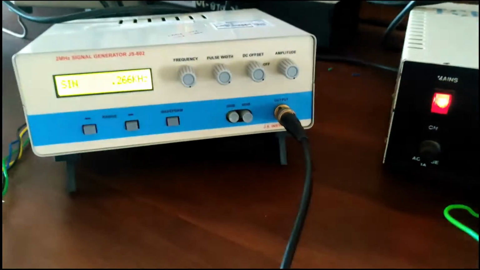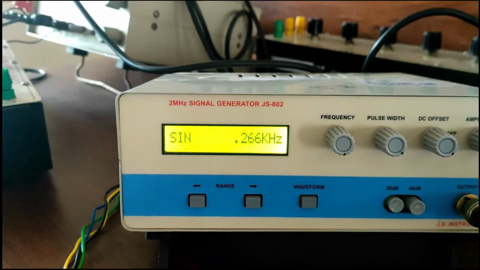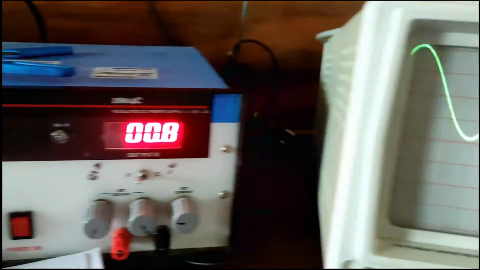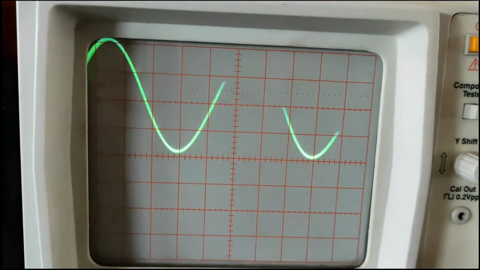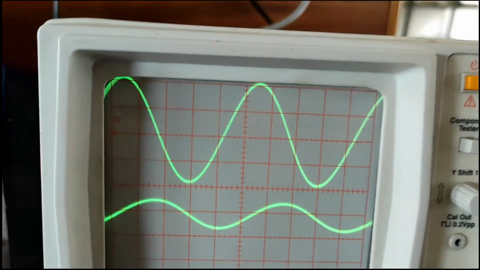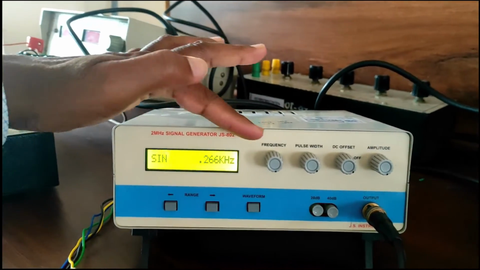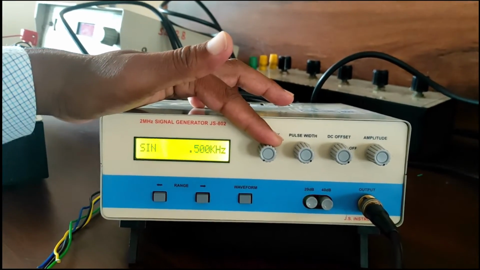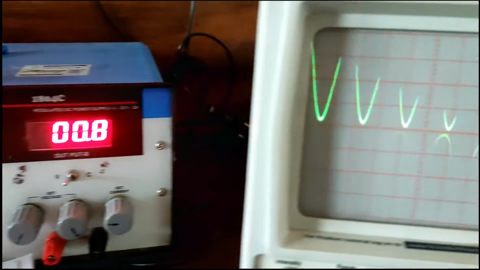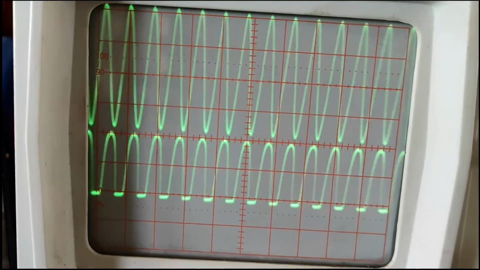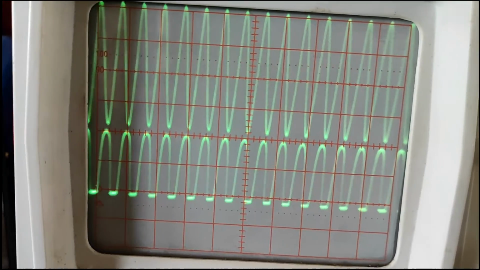This is a signal generator. Initially we have kept it to 0.2 kilohertz now, and this is our output waveform. The above one is the input one and the below one is the output one. Now we are increasing this frequency. When we increase the frequency, you can see the increase in frequency as well as the gain. Amplitude is increasing.